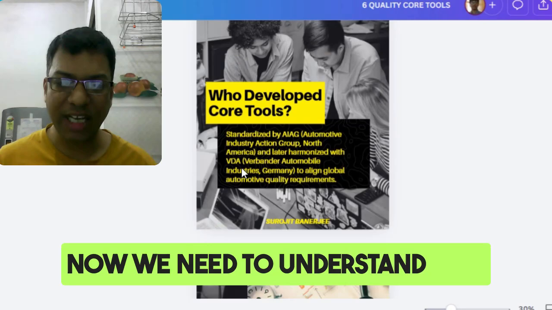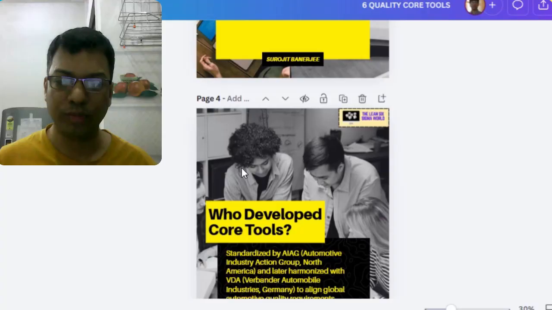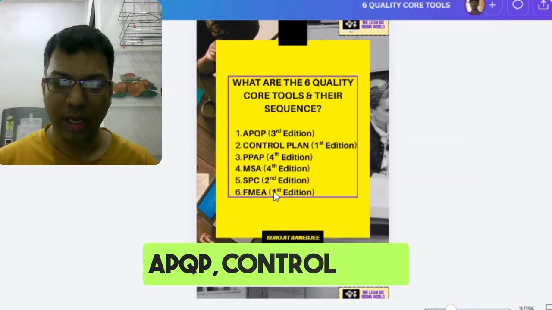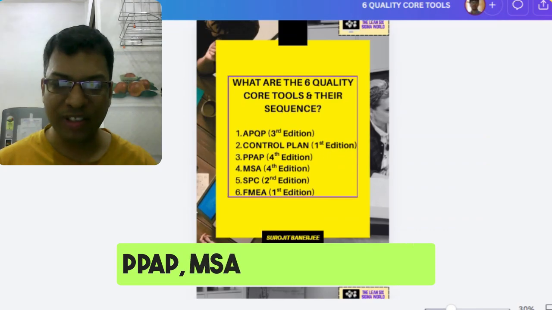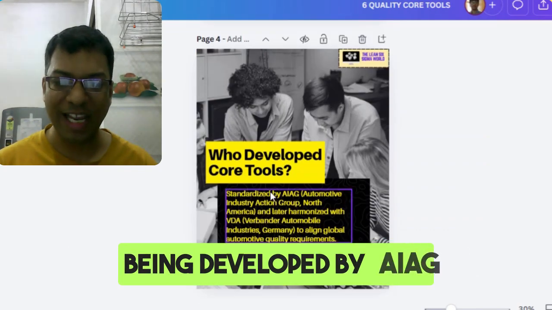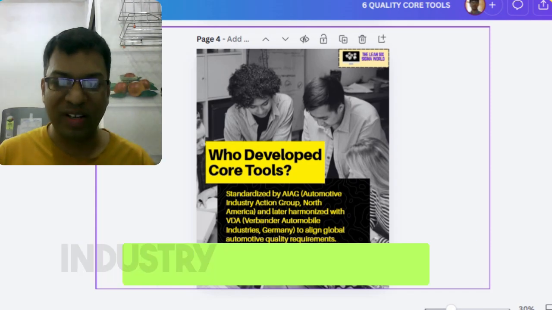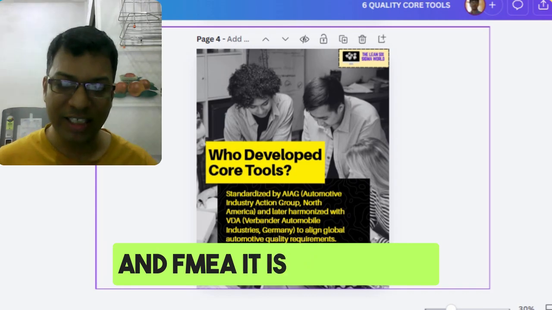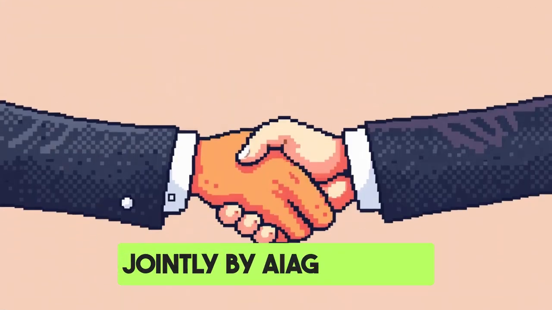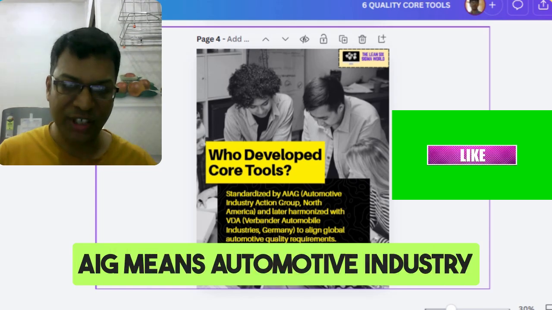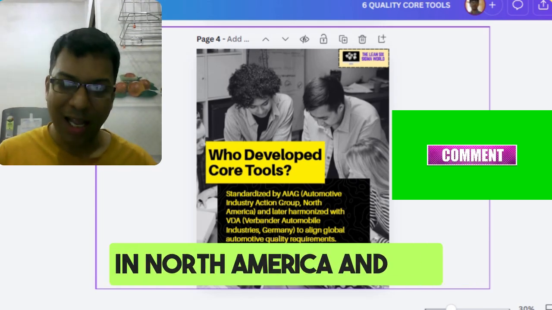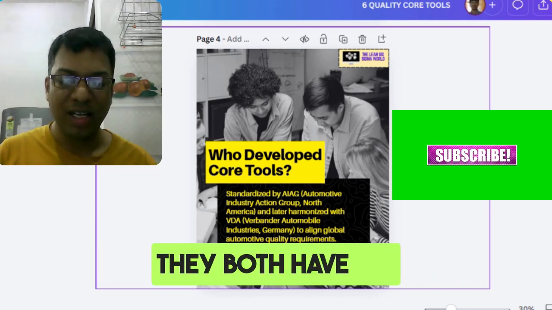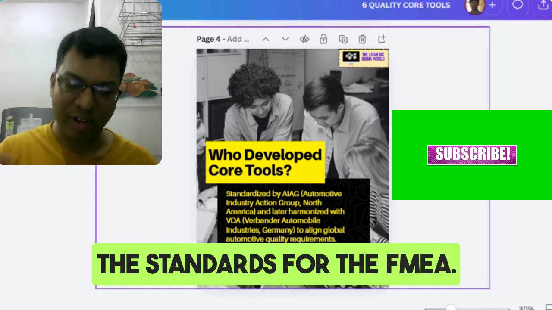Now we need to understand who developed these core tools. Your APQP, control plan, PPAP, MSA, and SPC were developed by AIAG, that is nothing but the Automotive Industry Action Group. It's in North America. And FMEA is done jointly by AIAG and VDA. AIAG means Automotive Industry Action Group, in North America, and VDA, Verband der Automobilindustrie, is German based. They both have set the standards for the FMEA.